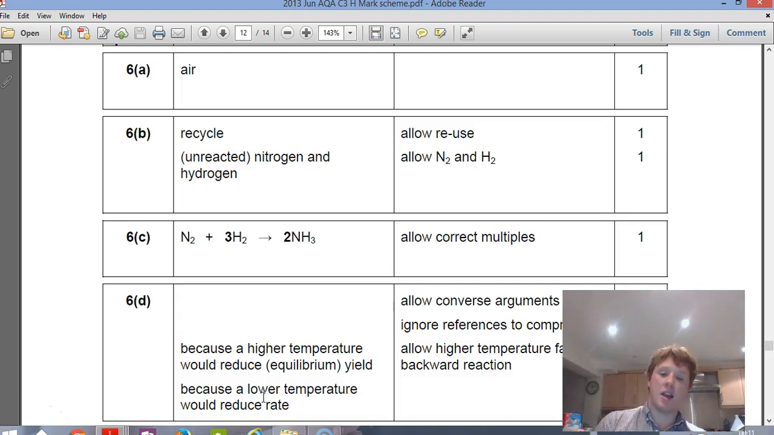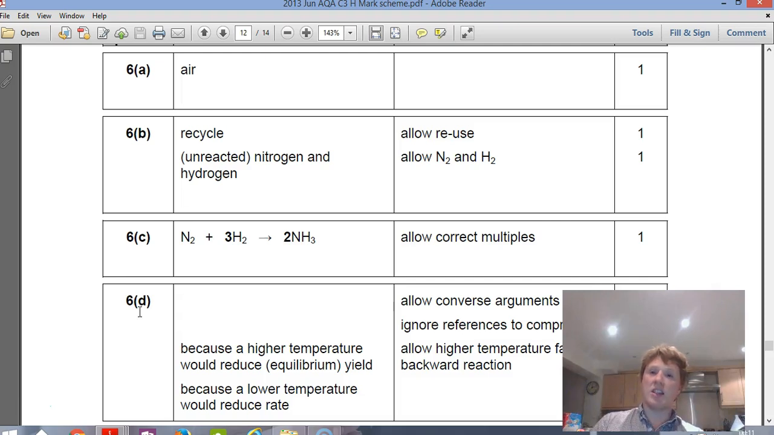So you need to, and the converse means if you said a lower temperature would increase the yield and a higher temperature would increase the rate. So what you need to know is when you do a reaction, there's 2 things you need to think about. How much of the product will you make? So in an equilibrium, how much of the reactants turn to the product, and how fast are you going to make it? Now, it says that making ammonia is exothermic, right?